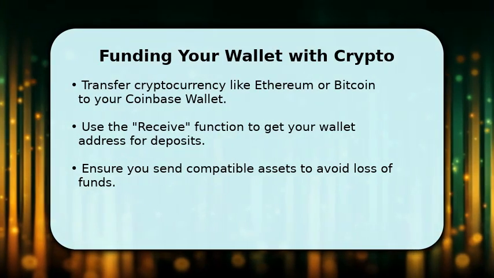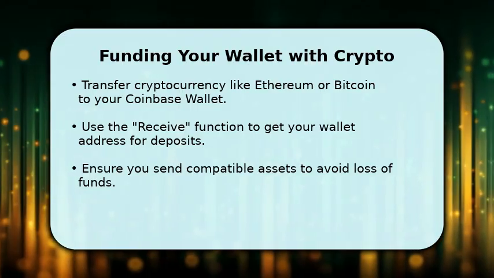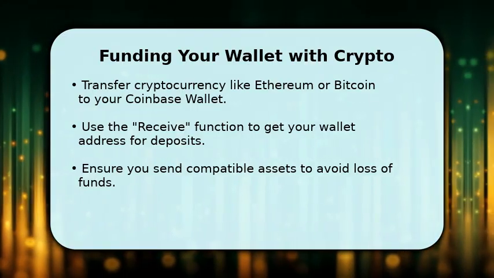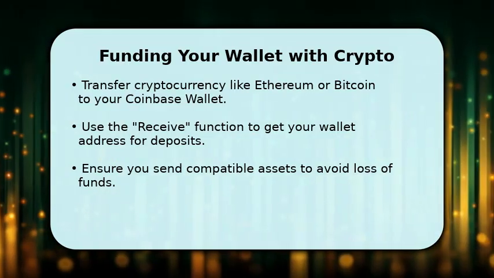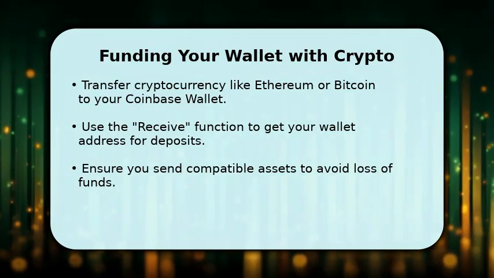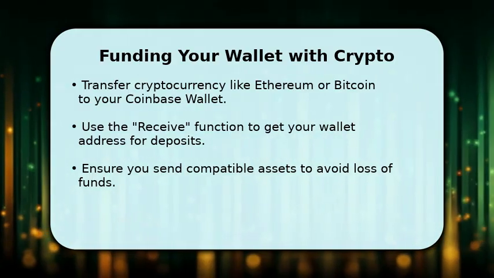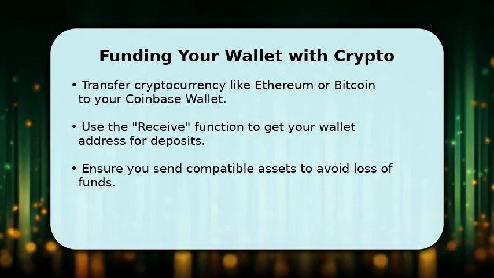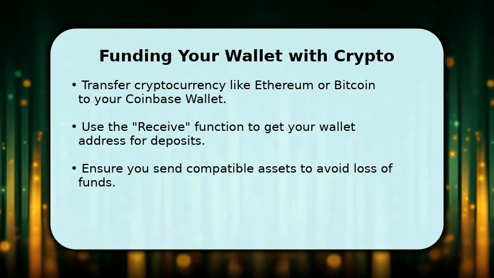Next, you'll need to fund your Coinbase wallet with an existing cryptocurrency, such as Ethereum or Bitcoin, which can be swapped for Dogecoin. Open your wallet and select the Receive option to find your unique wallet address. Copy this address and use it to send your chosen crypto from another exchange or wallet. Always double-check the address to ensure your funds arrive safely.